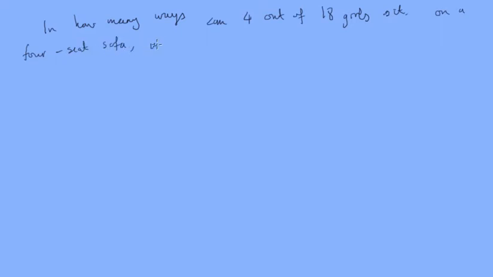It's a bit more tricky. And how many ways can 4 out of 18 girls sit on a 4-seat sofa when the eldest girl must be given a seat?